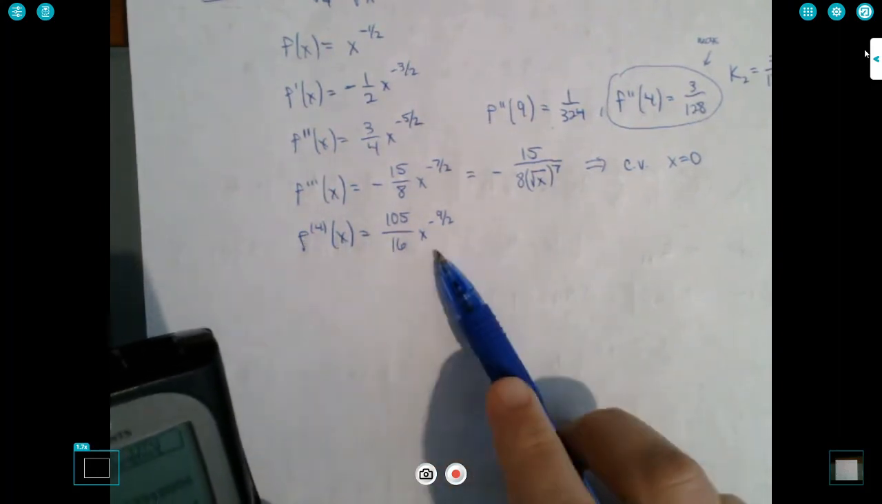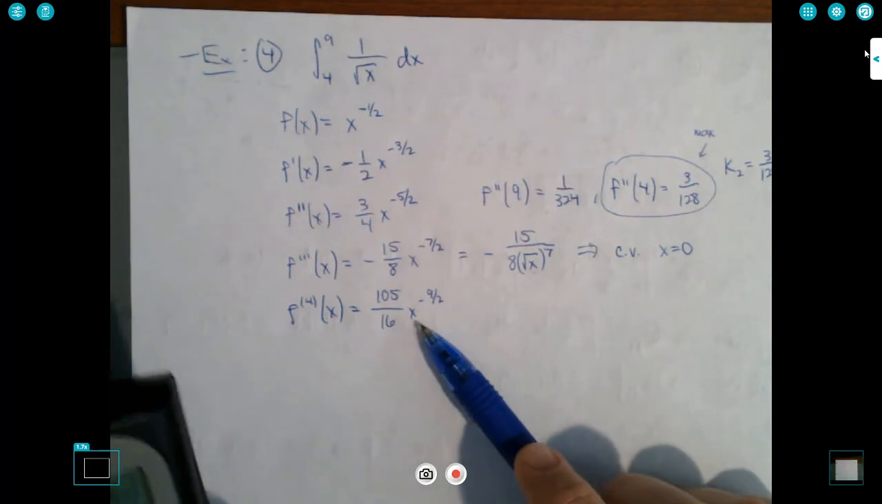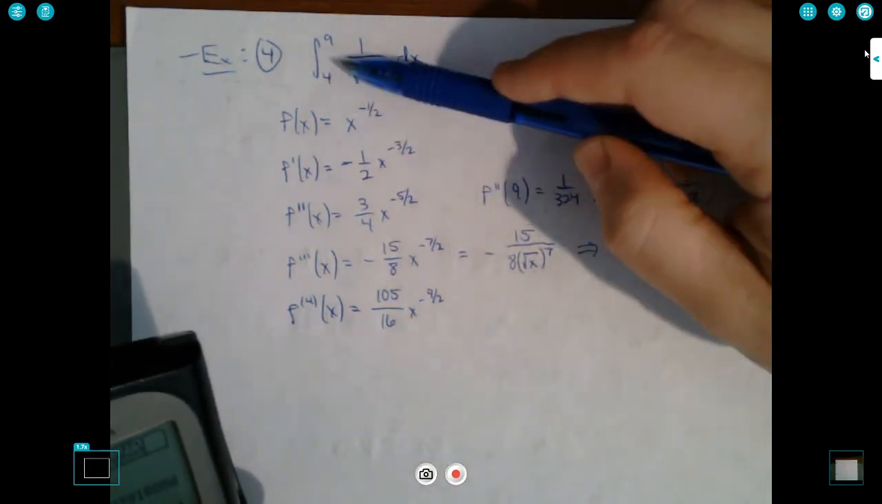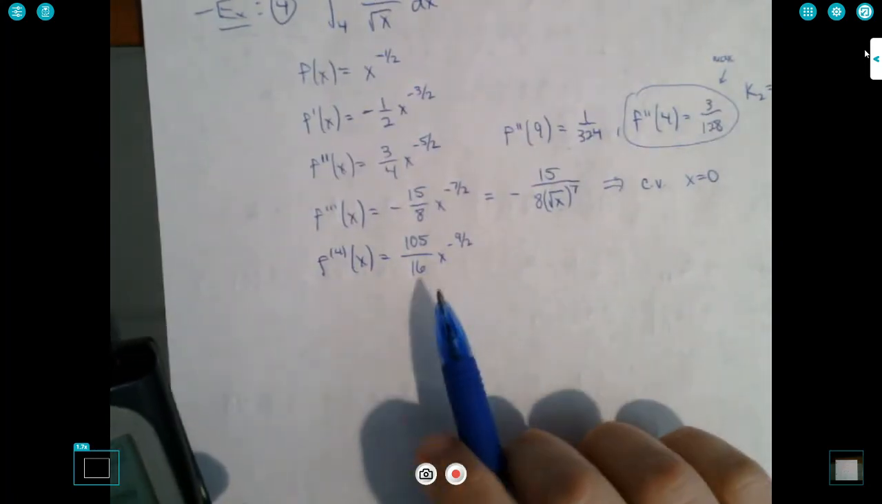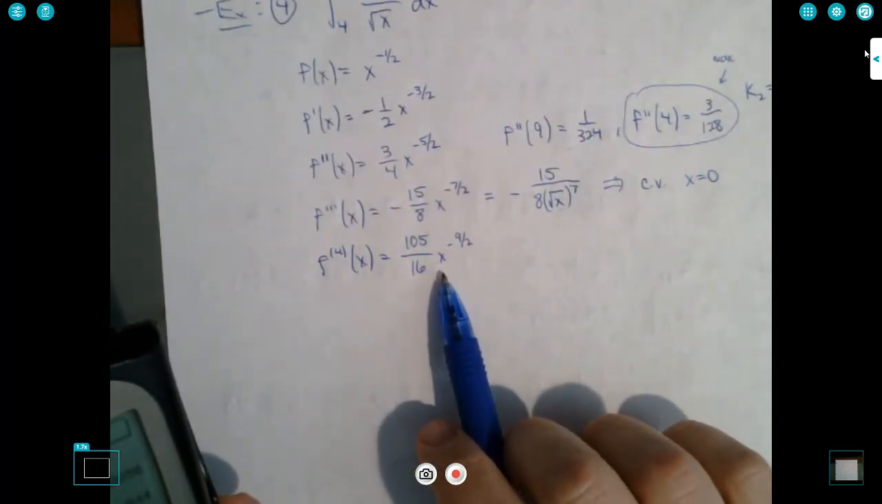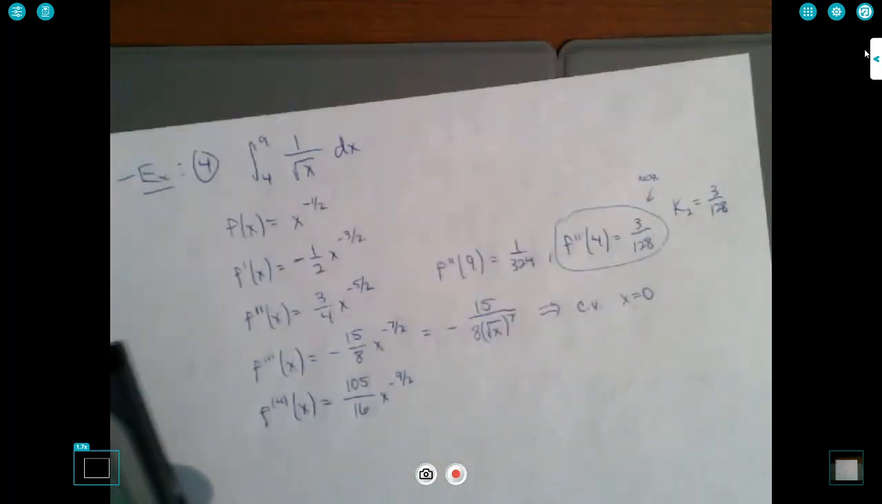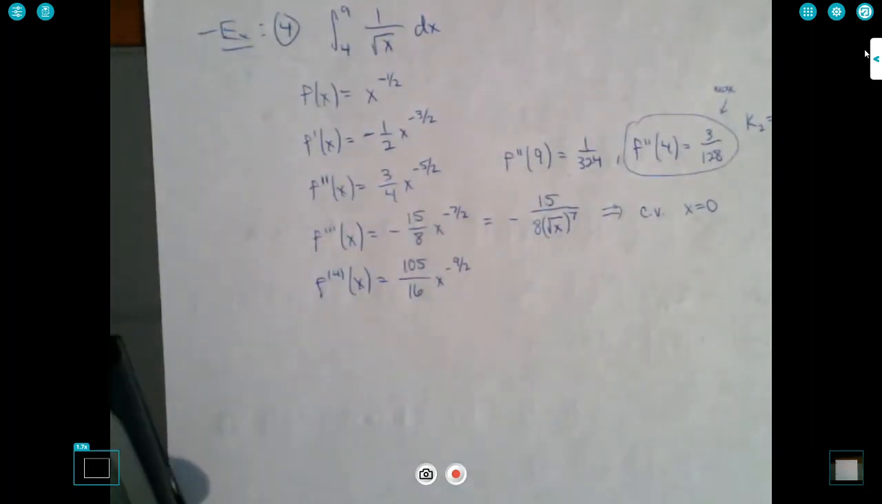The fourth derivative is continuous on the interval from 4 to 9, because the only place it's going to be discontinuous is if x is less than or equal to 0. But between 4 and 9, we're good to go. So it's continuous. So if I want to find its maximum and minimum values, they could occur either at the endpoints of the interval, or they could occur at a critical point somewhere in between.